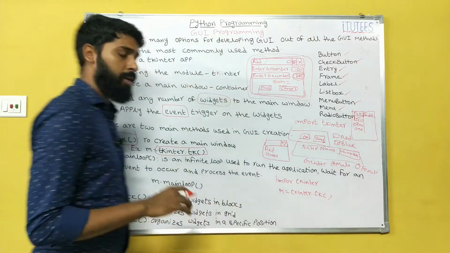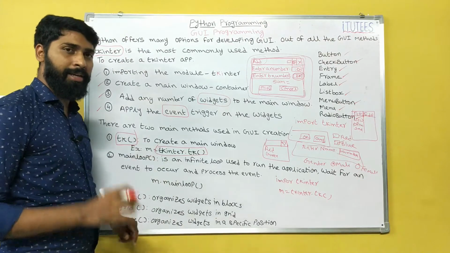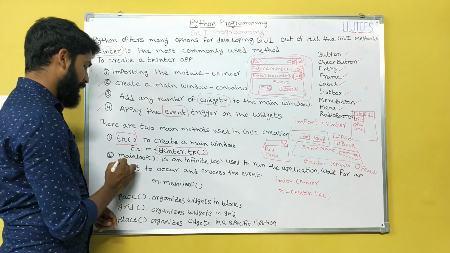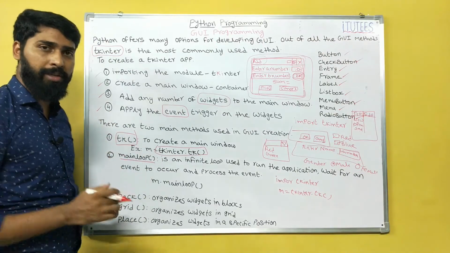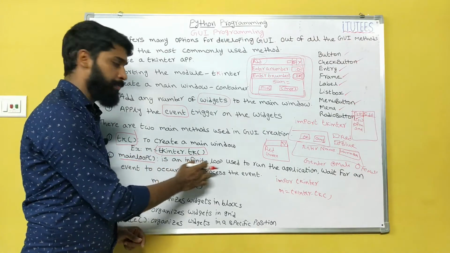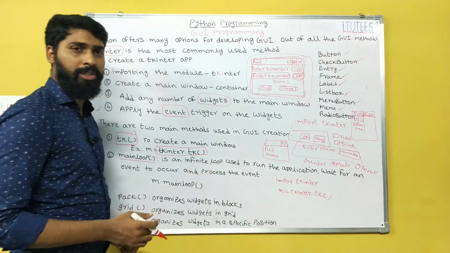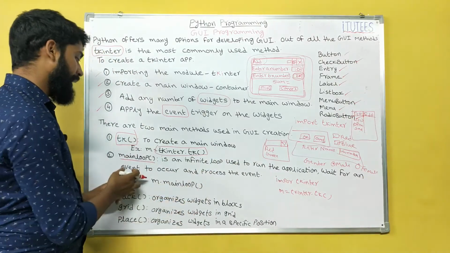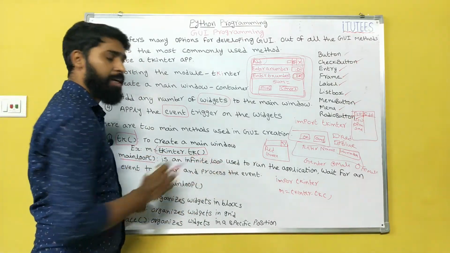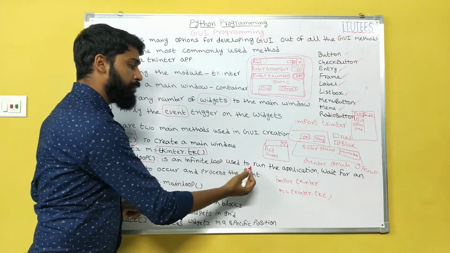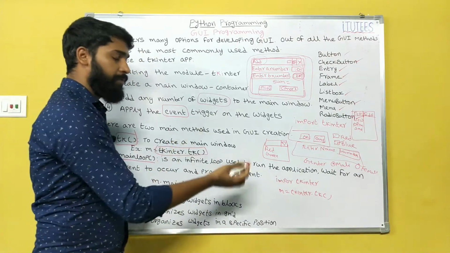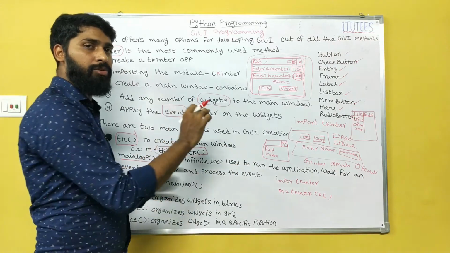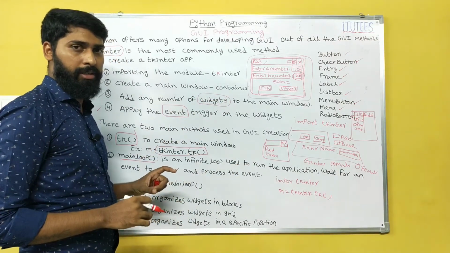That's it. Now the main window will be created. Now the second method is mainloop. What is the purpose of the mainloop? It is an infinite loop used to run the application and wait for an event to occur and process the event. Infinite loop used to run the application. That means when you execute this program, a window appears until the user clicks on the close button.